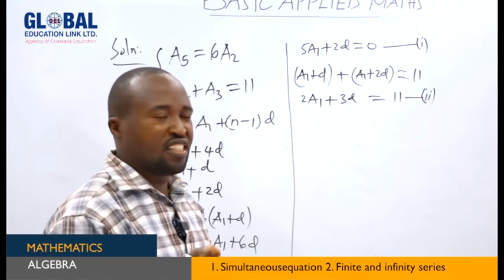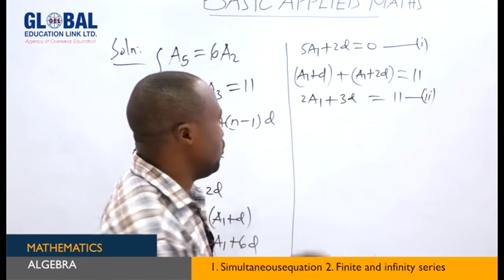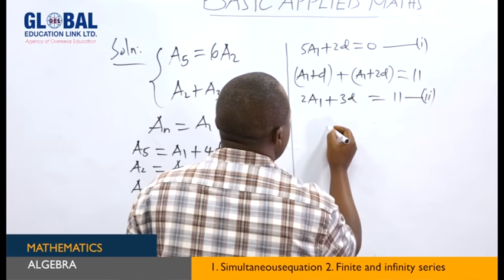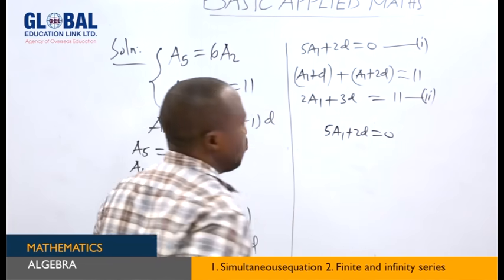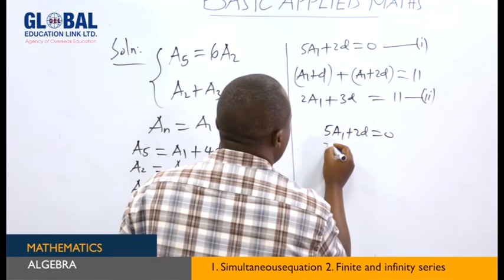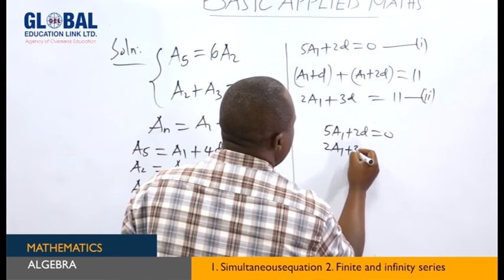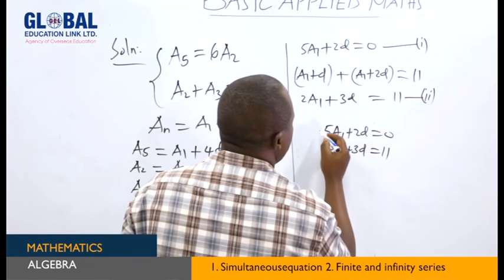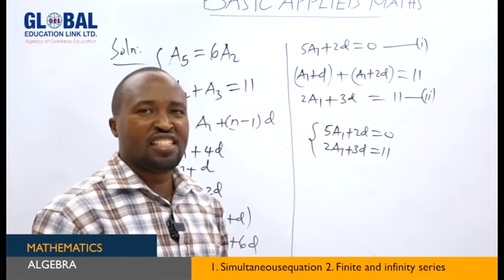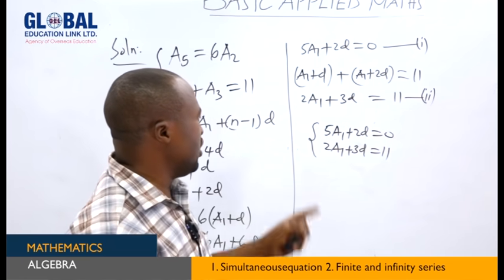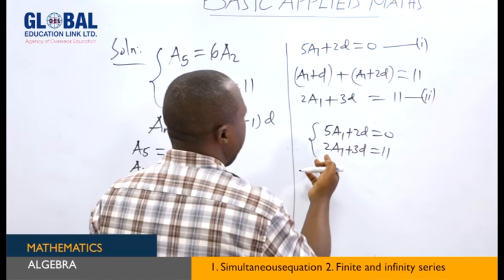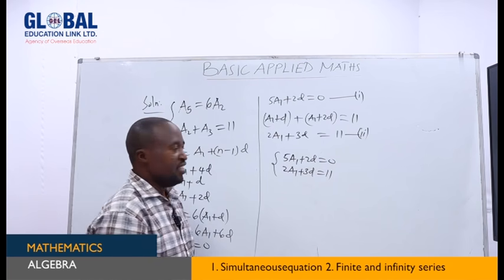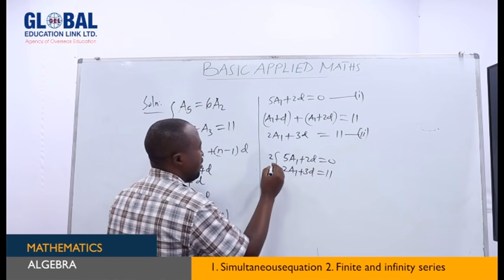Now we have two equations, equation 1 and equation 2. So let us put together, that is 5a1 plus 2d is equal to 0, that is equation 1. And equation 2 is 2a1 plus 3d is equal to 11. So it looks like a simultaneous equation. So let us solve this simultaneous equation. You can exchange the coefficient of a1. We have 2 and 5.